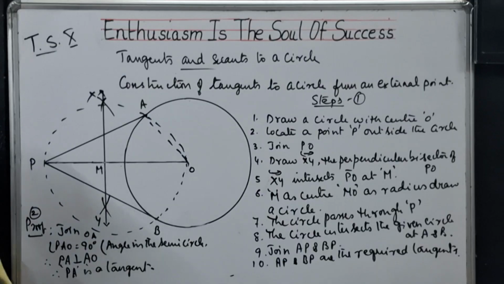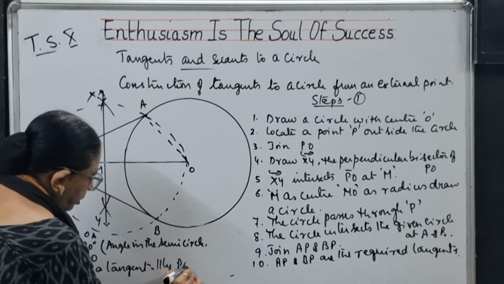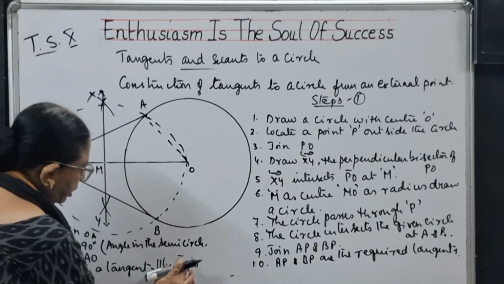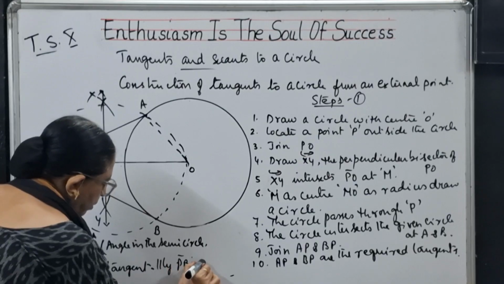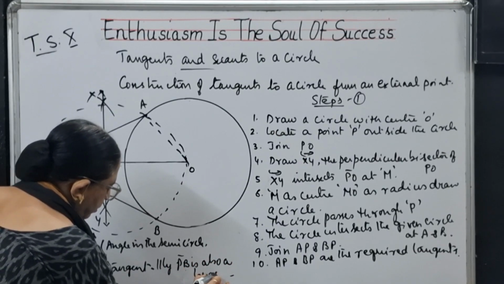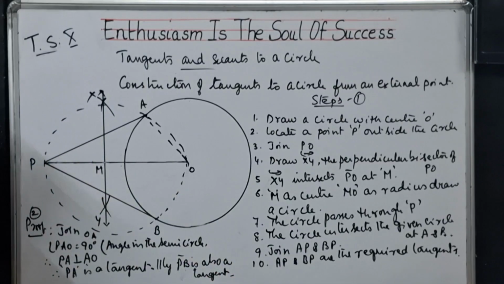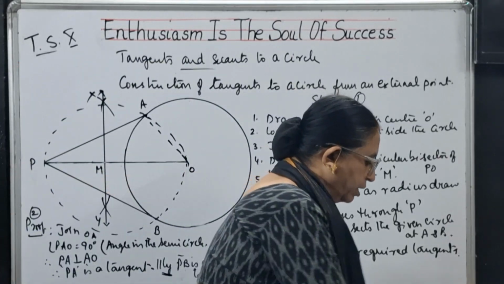Here we can even say that similarly, this is the symbol for similarly, PB is also a tangent. Similarly, you can prove that PB is also a tangent. This is the symbol for similarly, children. So I hope I am clear. This construction is very important. Please note it down. Do the construction, children.